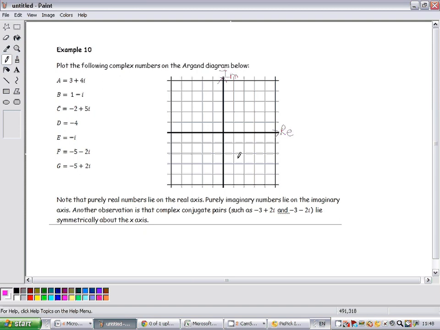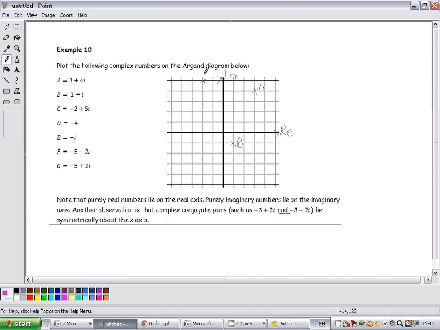So really straightforward. 3 plus 4i is 3 in the real direction, 4 in the imaginary direction, so that would be A. Sometimes we draw a line from the origin to represent the point. In this case it just says plot them, so we won't draw the lines in. B is 1 minus i, so 1 minus i, that's B. C, minus 2 plus 5i.